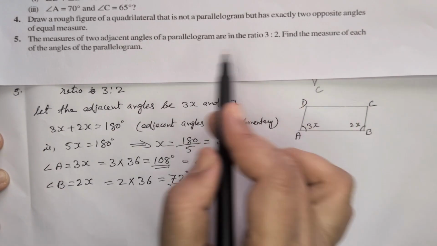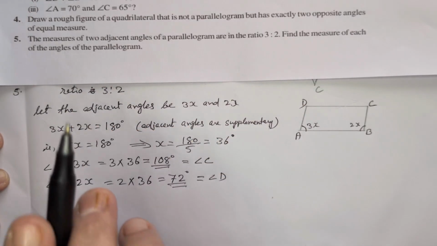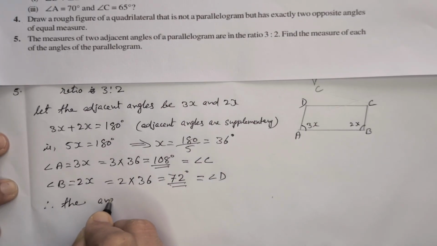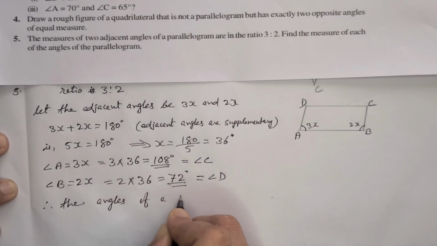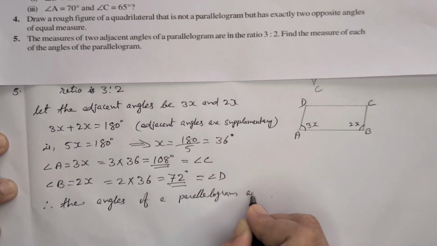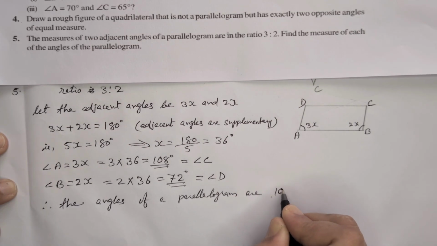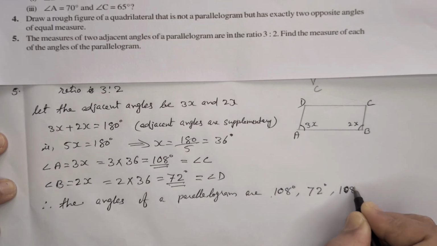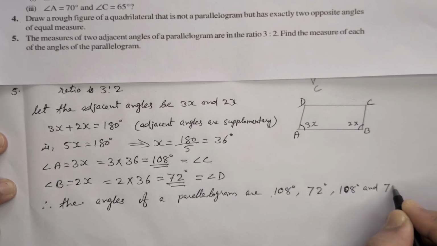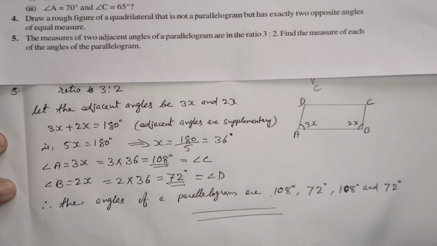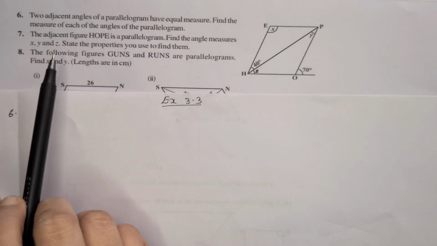Here the question: find the measures of each of the angles of a parallelogram. So we can write, therefore, the angles of a parallelogram are 108 degrees, then 72 degrees, again 108 degrees and 72 degrees. 108, 72, 108, 72. These are the measures of that parallelogram.